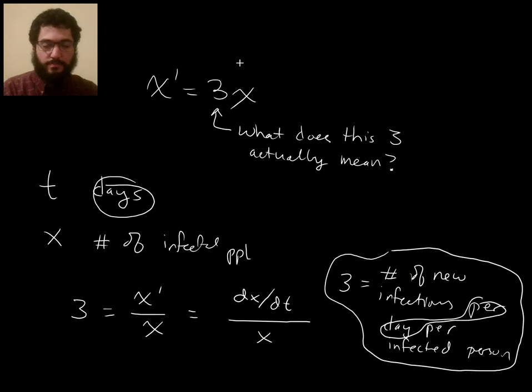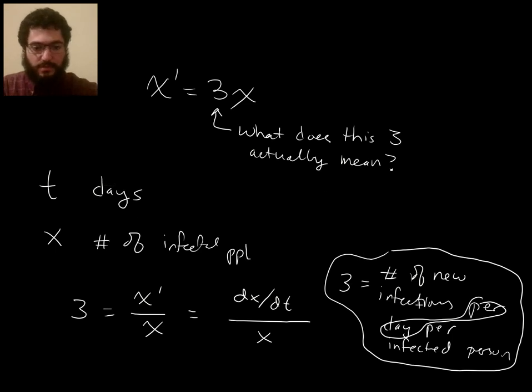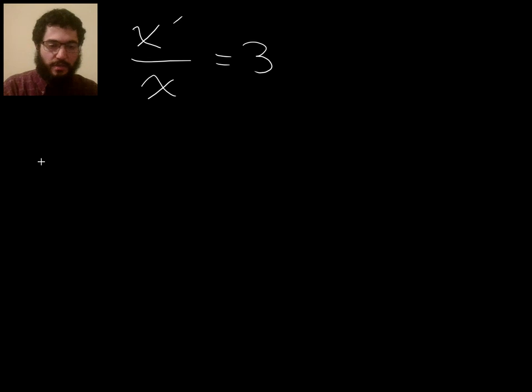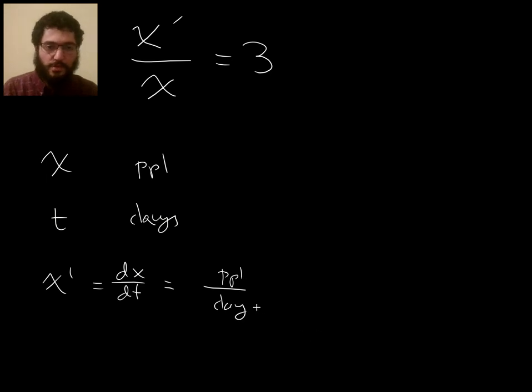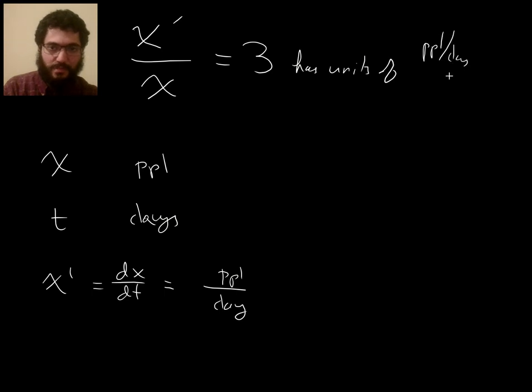Okay, let me convince you that the 3 has units, and let's look at the units of it actually. So let's just make a new board here. Let's look at the differential equation. So this is the differential equation after rearrangement. If x has units of people and t has units of days, then x prime, another way of writing dx dt, has units of people per day. So the 3 here has units of people per day per person.